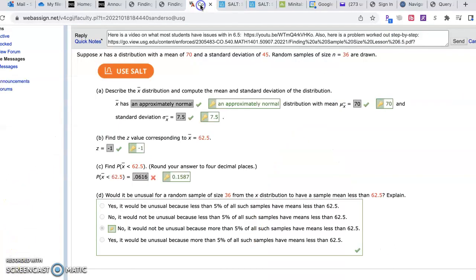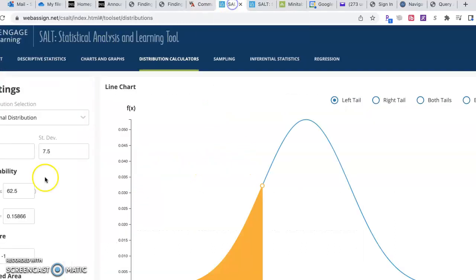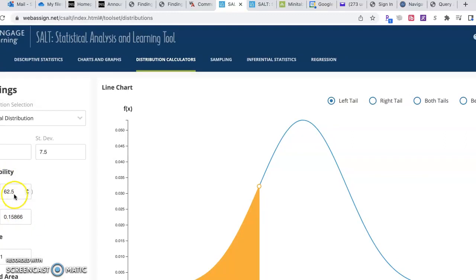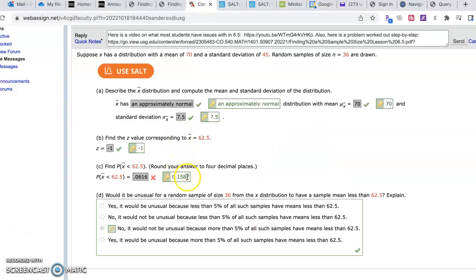And then the other thing it asks is then what is the probability that that will be less than 62.5? Round your answer to 4 decimal places. Well, we've actually already done that because this is the number we're looking for, and if you round that to 4, so here's the probability that X will be less than or equal to 62.5. It'd be 0.1587. That would round up to 1587.